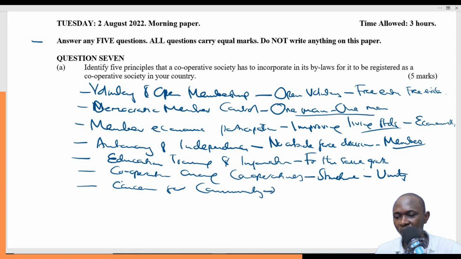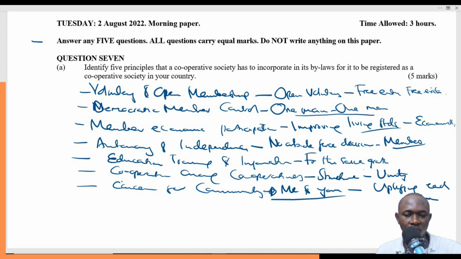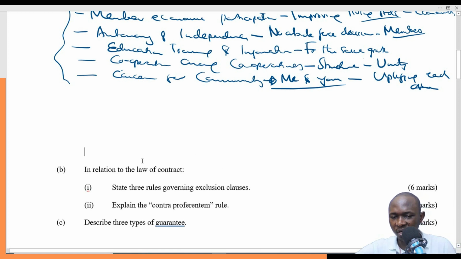And then concern for community, it's all about me and you, and about uplifting each other. So those are the 7 principles. Just pick any 5 and you'll be good to go. It was a fair question.